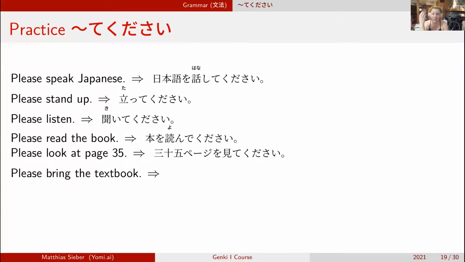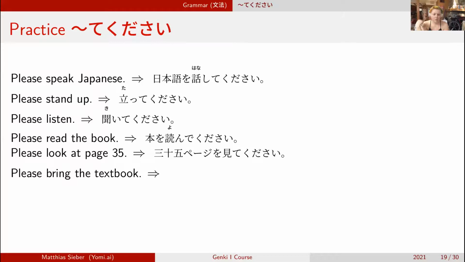I genuinely don't know. That is fine. So we had the irregular verbs suru and kuru. The te form of suru is shite, and for kuru is kite. Just ki and then te, so kite.